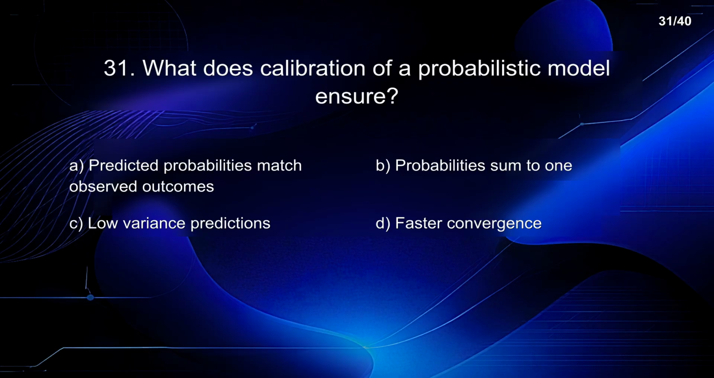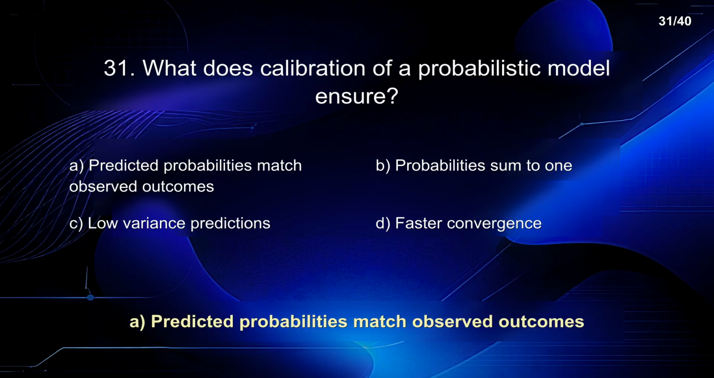31st question. What does calibration of a probabilistic model ensure? A. Predicted probabilities match observed outcomes. B. Probabilities sum to 1. C. Low variance predictions. D. Faster convergence. Correct answer is A. Predicted probabilities match observed outcomes.